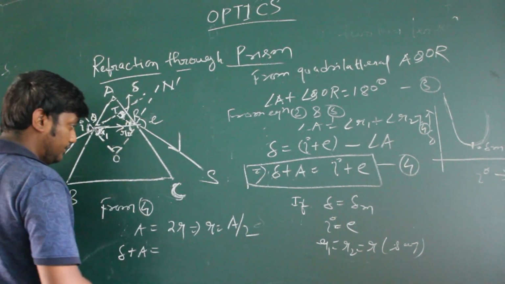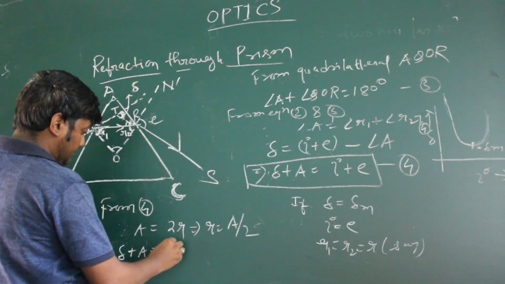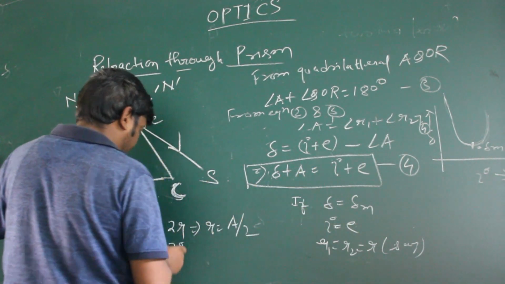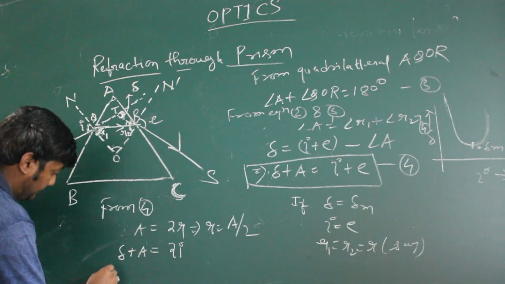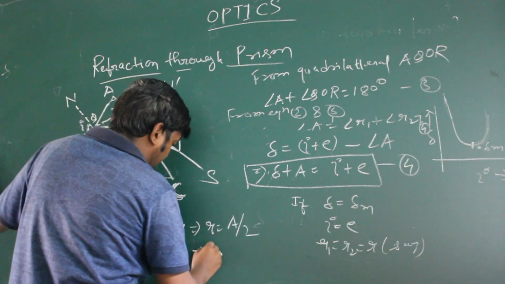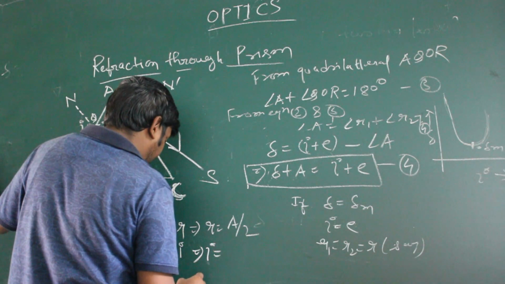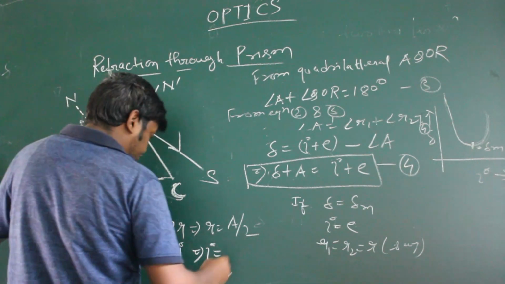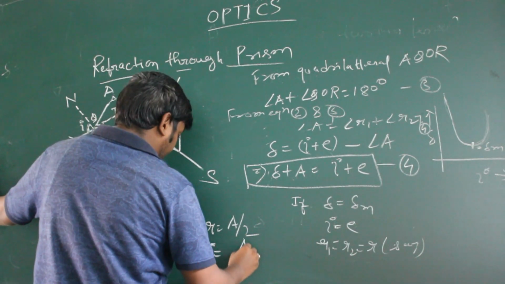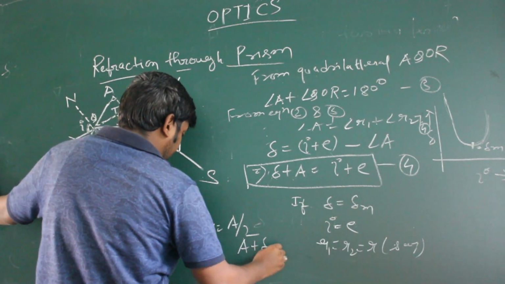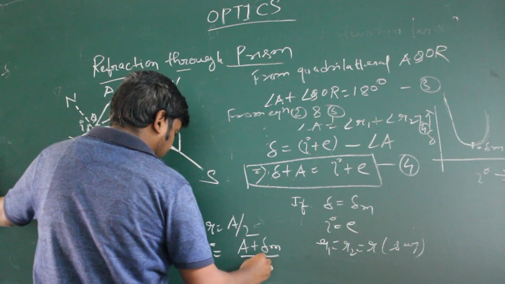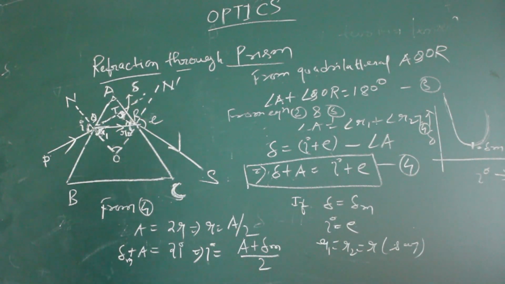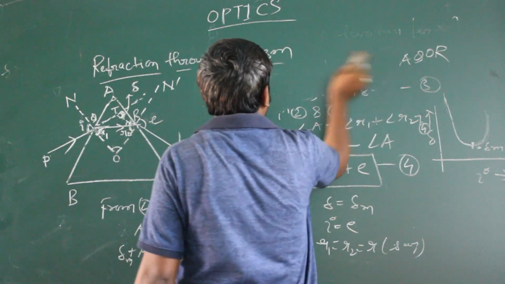From the equation del plus A equals I plus E, because I equals E, it becomes del plus A equals twice I. So I equals, what will we get? It is del M, because it is the angle of minimum deviation. So I equals A plus del M by 2. A plus del M by 2.